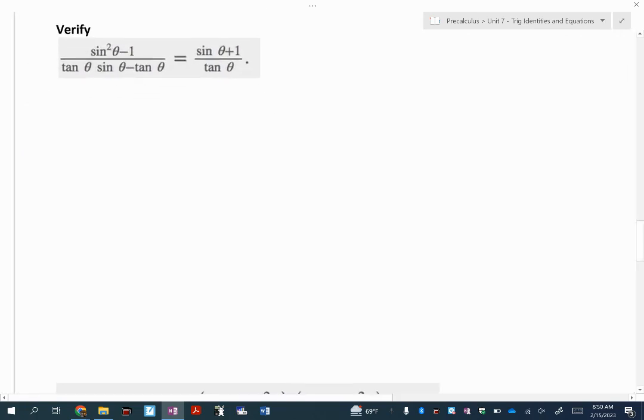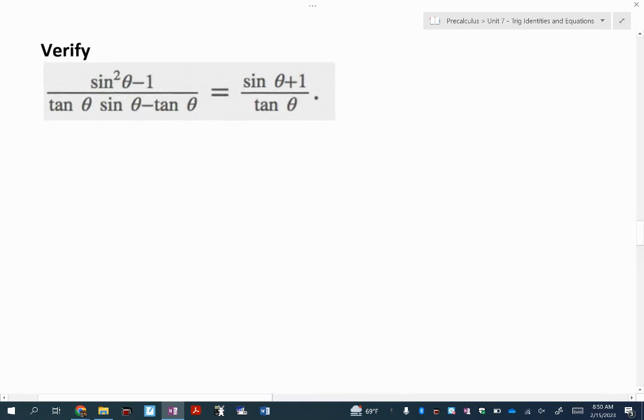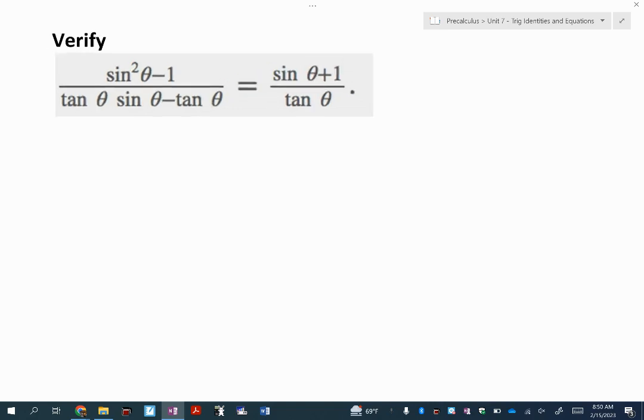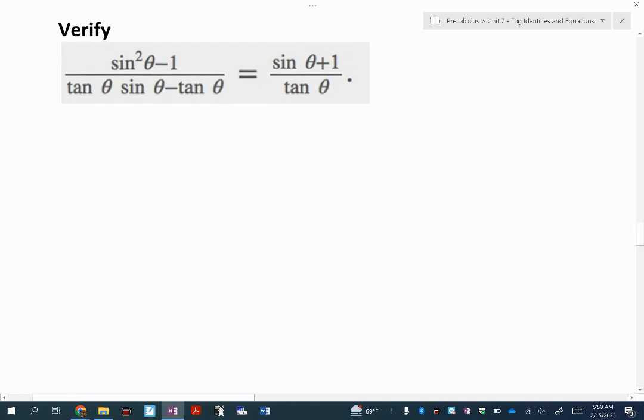So it says verify the sine squared theta minus 1 over tangent of theta times sine of theta minus tangent of theta equals sine of theta plus 1 over tangent of theta. Now, you can make an argument for either side, right? Both look pretty confusing, but I would argue that the left side looks a little bit more complicated. You've got a sine squared on top, and you've got not just tangent of theta in the bottom, you've got tangent of theta times sine of theta minus tangent of theta. So I actually am going to choose the left side to look like the right side.